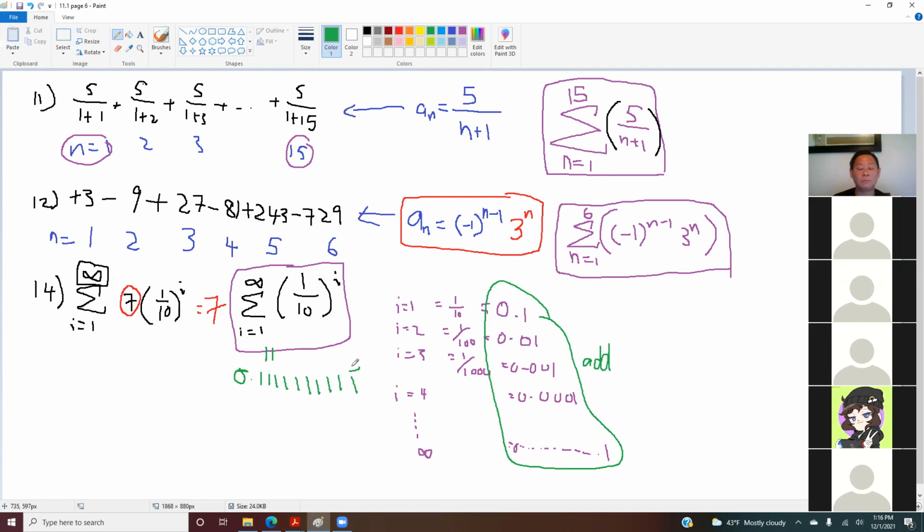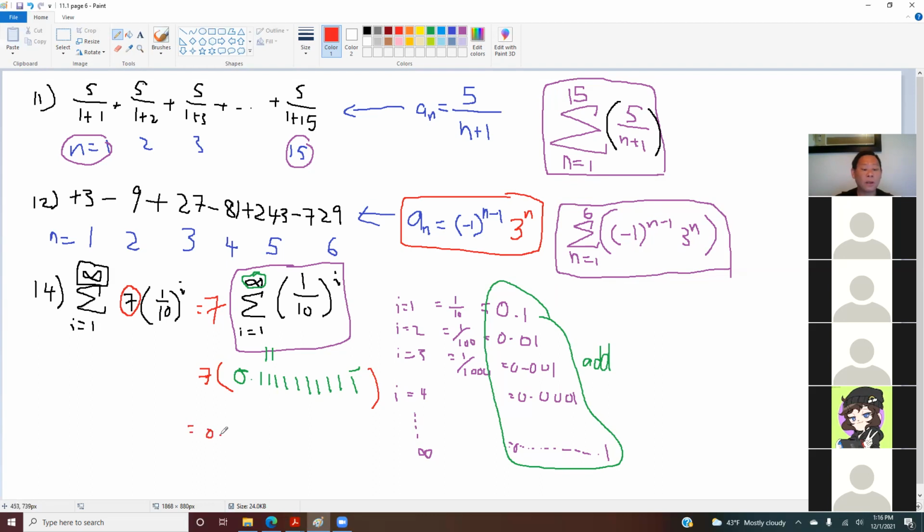0.11111111, repeating. So this is the sum. If you want to write the summation of a repeating decimal, you always use the infinity, telling us that it is repeating. And the 0.1 came from this 1/10. And don't forget, we need to multiply this by 7 because we have a 7 in front.